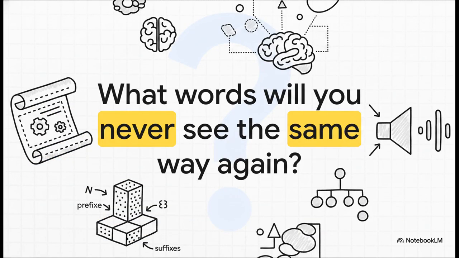So there you have it, the blueprint for words. We've seen the tools in the toolbox, from prefixes to suffixes, and we've even looked at the subtle sound changes that polish our language. You are now officially equipped with the architect's vision. So I'll just leave you with this question. Now that you know the blueprint, what words will you never, ever see the same way again?